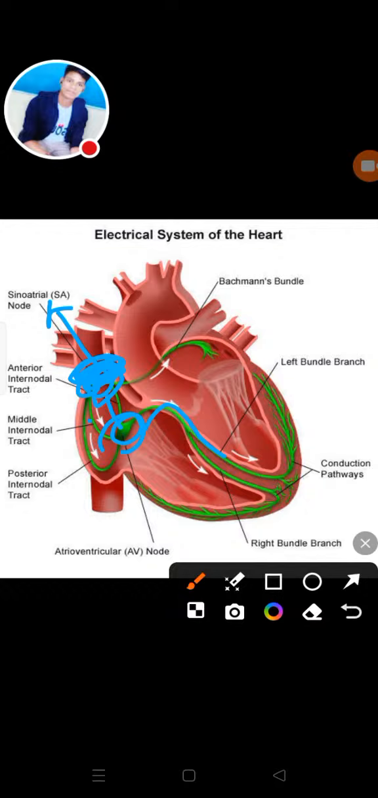Do you have any other questions? Because of that, sometimes they ask about the pacemaker of the heart. Do you know the pacemaker of the heart? The pacemaker of the heart is the SA node, because the SA node creates the electrical impulses. So because of that we call the SA node the pacemaker of the heart.